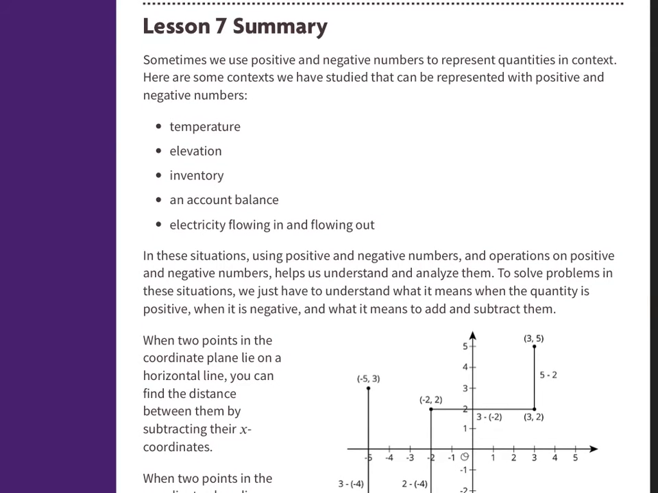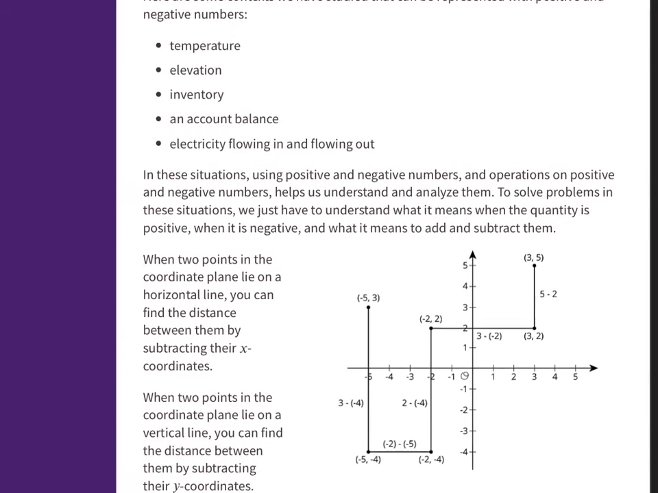So lesson 7. Sometimes we use positive and negative numbers to represent quantities in context. We have studied contexts that can be represented with positive and negative numbers. Temperature can be positive or negative, elevation, positive or negative, inventory and account balance, electricity flowing in and out. In these situations, using positive and negative numbers and operations on them helps us understand and analyze them. To solve problems in these situations, we just have to understand what it means when the quantity is positive, when it's negative, and what it means to add or subtract them.